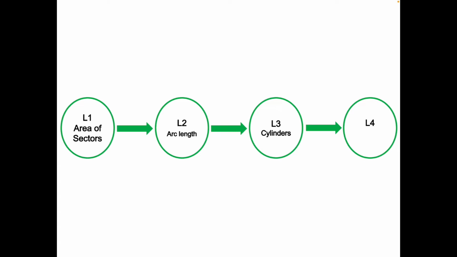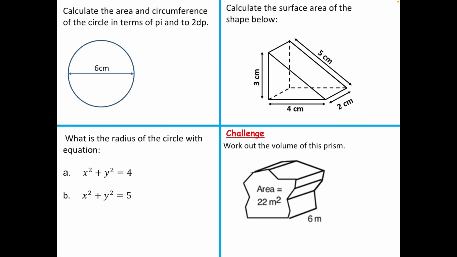On Monday we looked at the area of sectors. Yesterday we looked at arc length and finding the perimeter of a sector of a circle. And in today's lesson we'll be looking at the volume and surface area of a cylinder. So to start today's lesson, can you go ahead and pause this video and have a go at the do now?